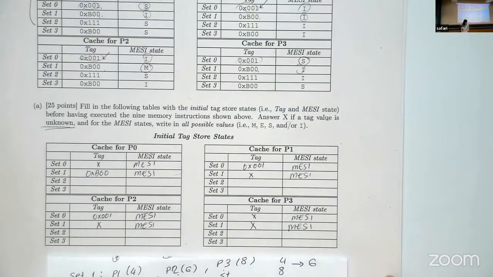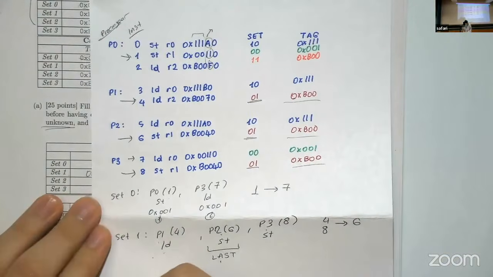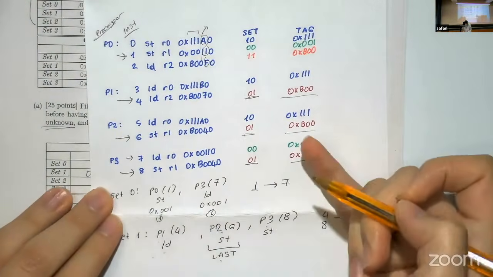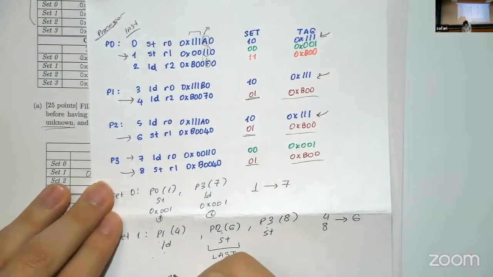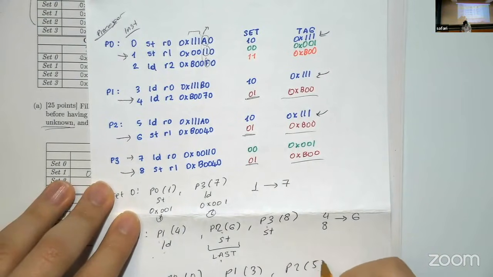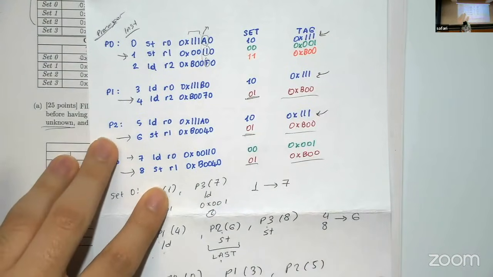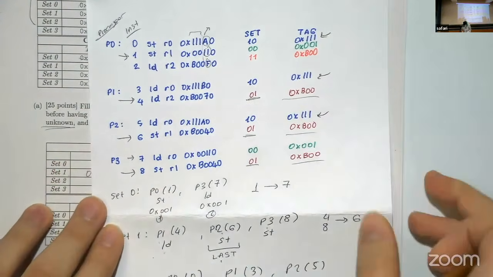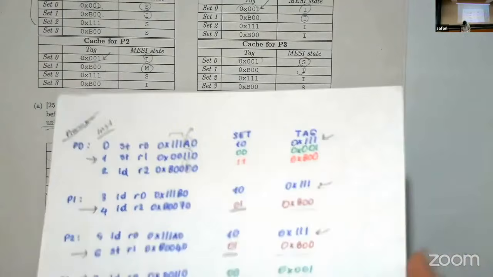That's correct. Okay. So let's do the same for set 2. Here for set 2, we have P0 instruction 0, P1 instruction 3, and P2 instruction 5. This one is a store, this one is a load, and this one is another load. So again, the tags all match, so we don't need to think anything about it.